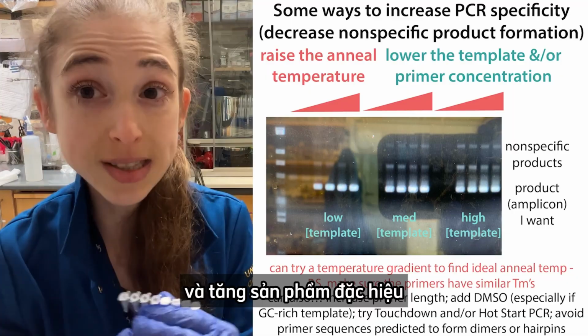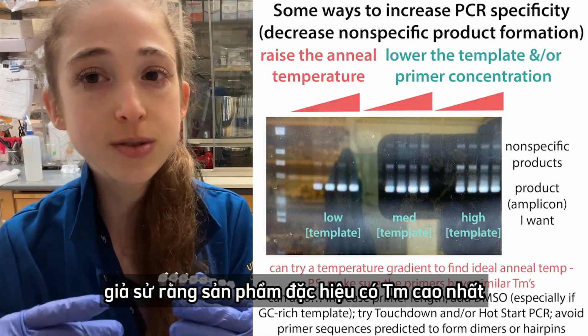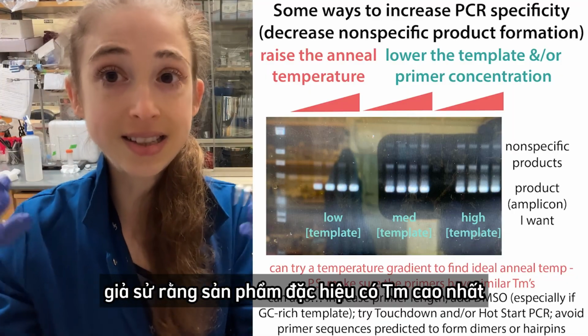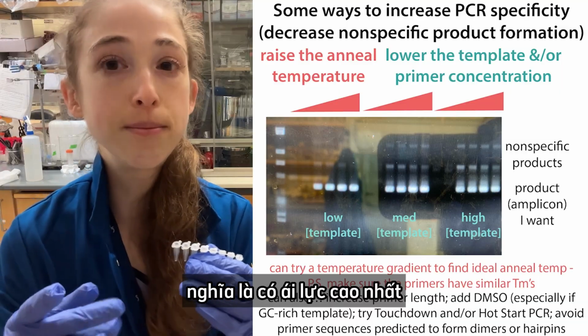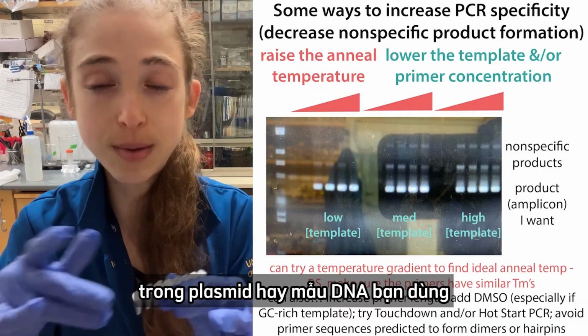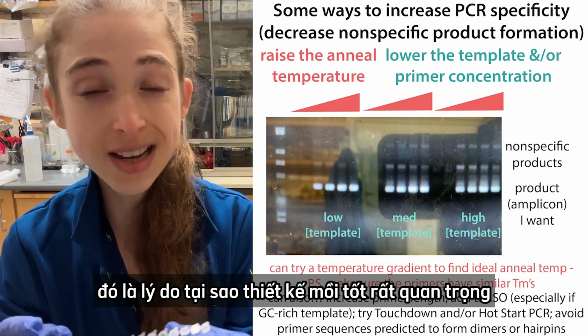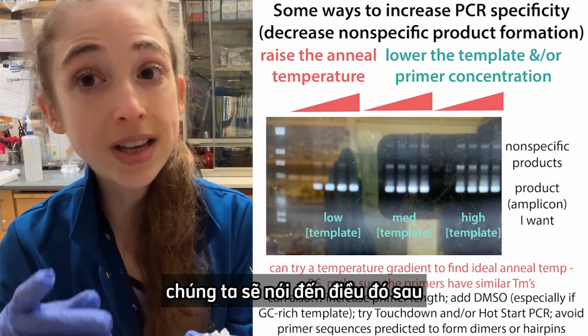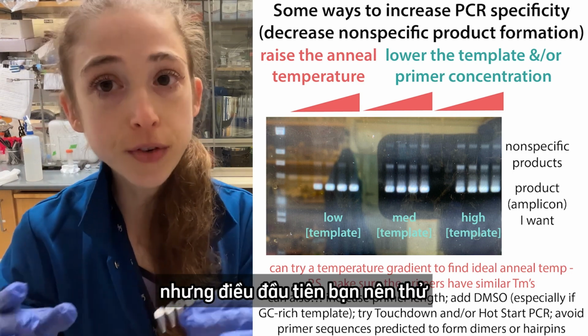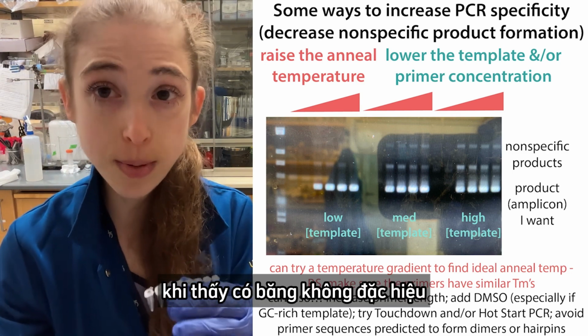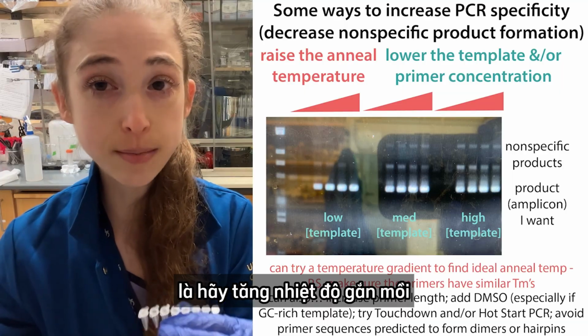increasing the amount of your specific stuff, assuming that your specific stuff is the thing with the highest TM, like with the highest affinity within your plasmid or within whatever template you have, which is why it's really important that you design those primers well, and we'll get to that in a minute. But the first thing you want to try if you see non-specific bands is try increasing the annealing temperature.